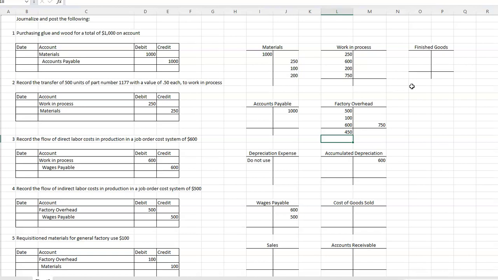So where will I put the other side? Well, I'm going to say that that's immaterial. It's not enough money to worry about. And so I'm just going to close it to cost of goods sold. And you can just memorize that. When you close factory overhead, just assume that it was already sold and close it to cost of goods sold. So I'll be crediting factory overhead for $450, which means I'll need to debit cost of goods sold for $450.